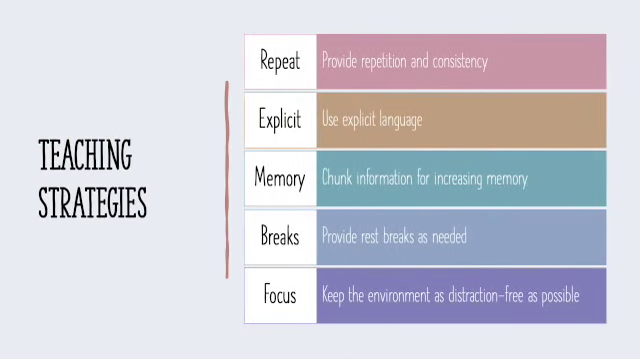Some tips to help you when working with children who may have suffered a traumatic brain injury include providing repetition and consistency. Make sure you repeat tasks and stay consistent with instruction. Use explicit language. Try not to use figurative language, but be explicit and concise. Chunk information together to increase memory. The more things you can put together or use various memory strategies such as mnemonics, it will help those with traumatic brain injury remember the information for a longer period of time.